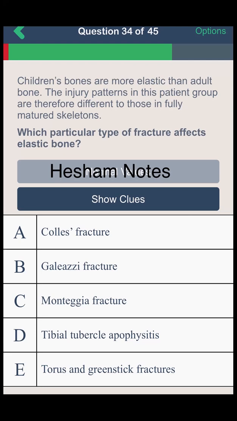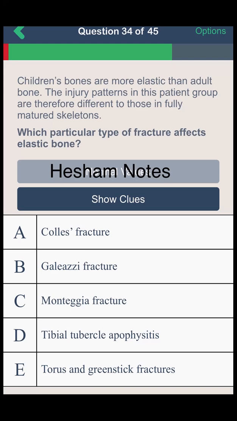Children's bones are more elastic than adult bone. The injury patterns in this patient group are therefore different to those in fully mature skeletons. Which particular type of fracture affects elastic bone? Colles, Galeazzi, Monteggia, tibial tubercle apophysitis. You said this type before. I can't see the E option. Can you just read the E option?